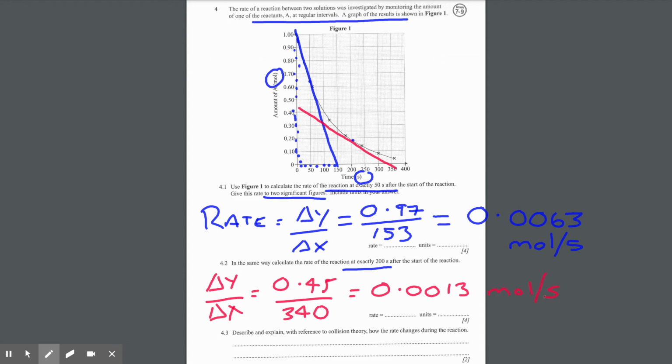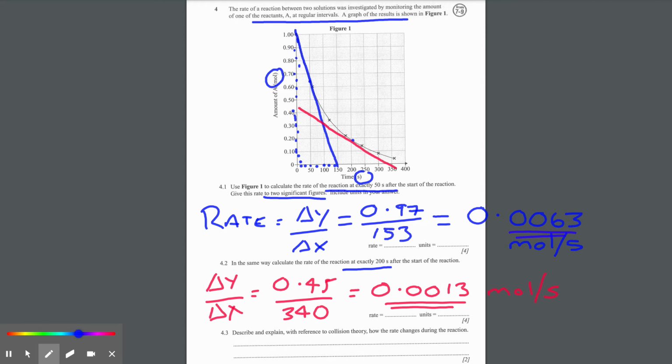Okay, and what we can see is this is now a smaller value than we had in the first one, which makes sense because the reaction is going to slow down as that reaction proceeds. This is then what the second question is.